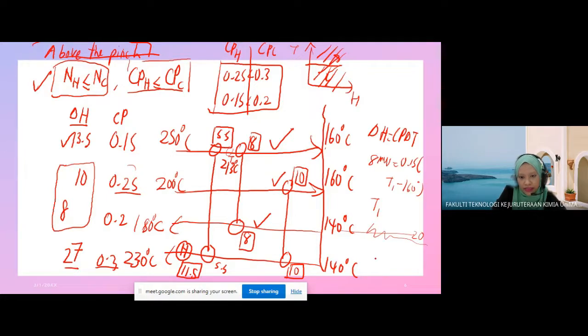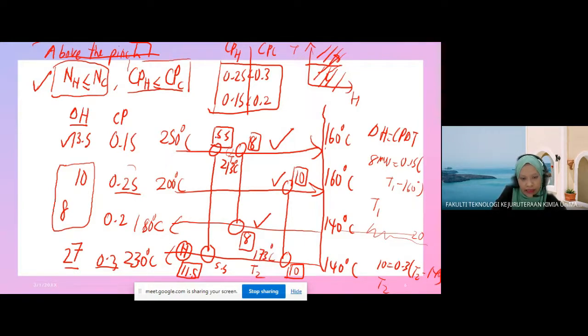Similarly, how are you going to calculate here? 10 equal to CP equal to 0.3, and then times T2 minus 140. Your T2 equal, can you calculate? 10 divided by 0.3 plus 140, you get 173.